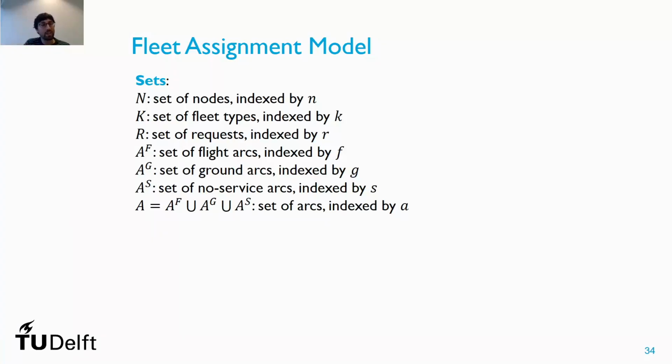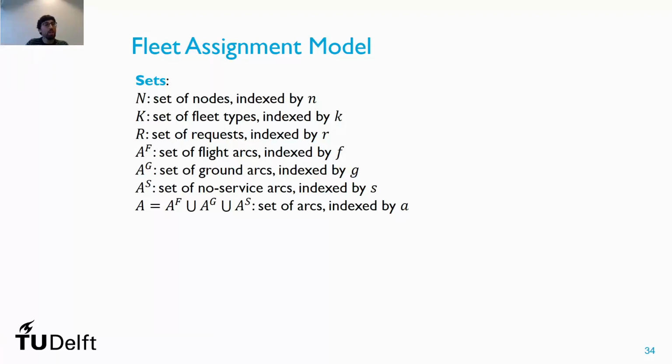We have three sets of arcs: AF, which is the set of flight arcs, AG, which is the set of ground arcs, and AS, which is the set of no service arcs. Overall, the set of arcs is the union of AF, AG, and AS. They are also mutually exclusive, so when we are carrying out the union, there are no repetitions.